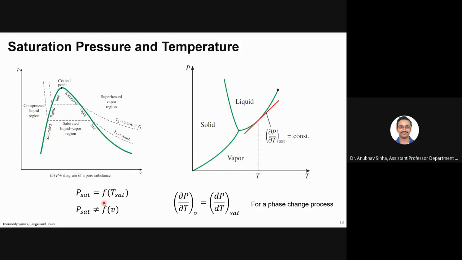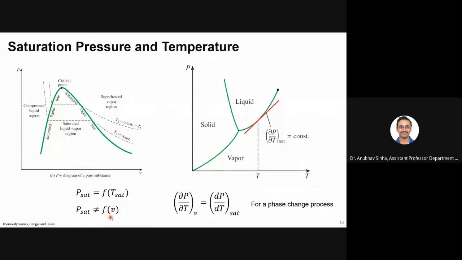So I can say that P saturation is a function of T sat. When I say that at 1 atmosphere the boiling point of water is 100 degrees Celsius, I'm just referring that P sat is 1 atmosphere. For 1 atmosphere, I know that it is 100 degrees Celsius, so pressure is a function of temperature. I did not mention what the specific volume of that water is. Hence I can say that saturation pressure is not a function of the specific volume of that system.